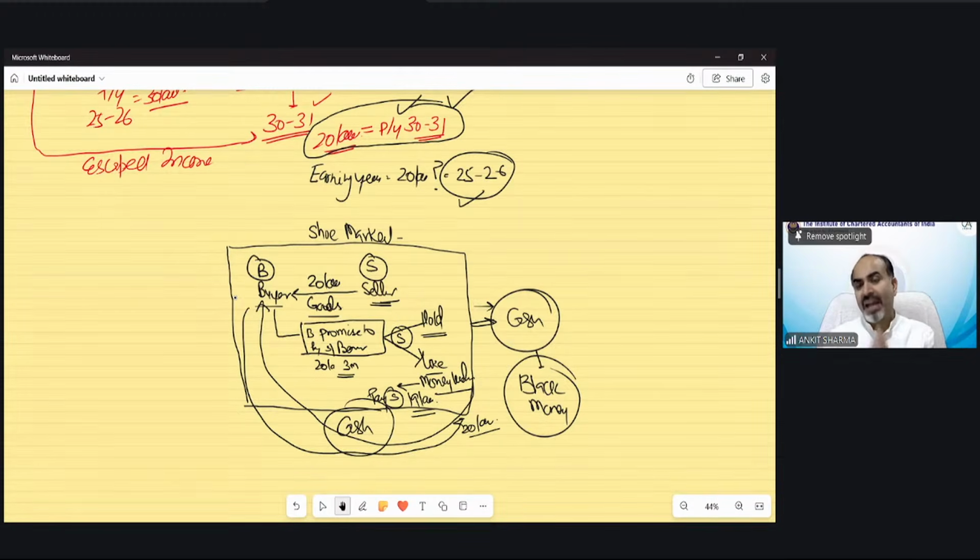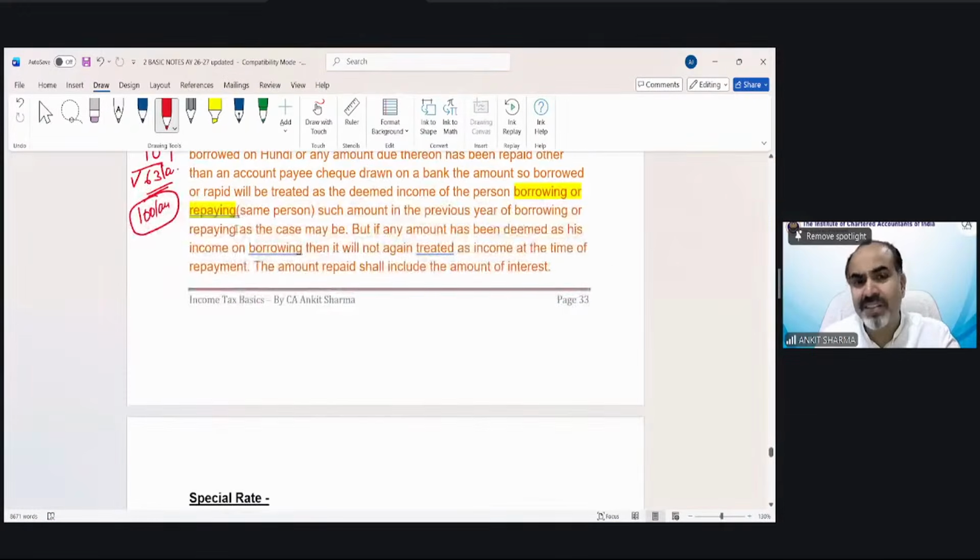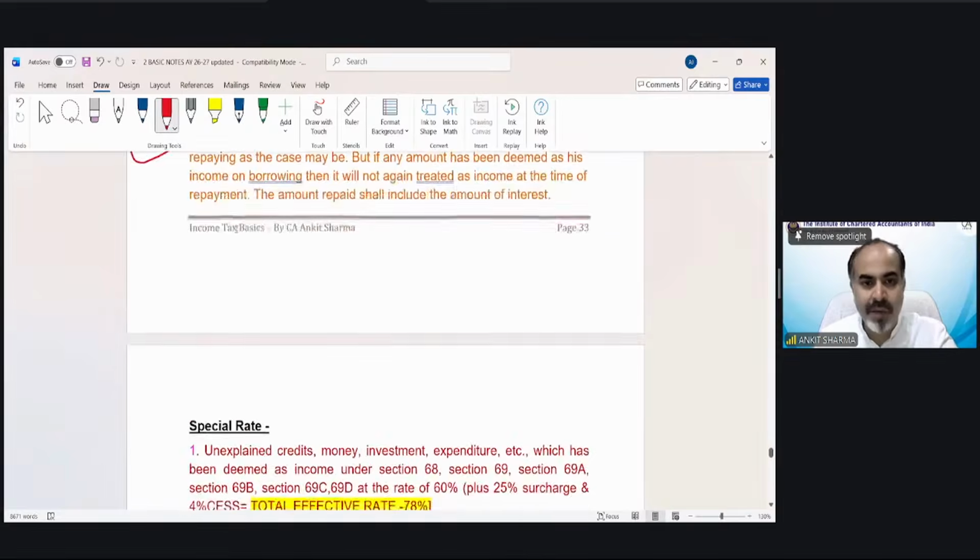But if it is in cash, then the person who is borrowing that money, technically S, and the person who is repaying the money, that means B, the amount will be treated as their black money and they need to pay tax on that amount. Okay. So out of these 6 points, if you see, 5 are similar, but 6 is different. So you can go through this point number 6.